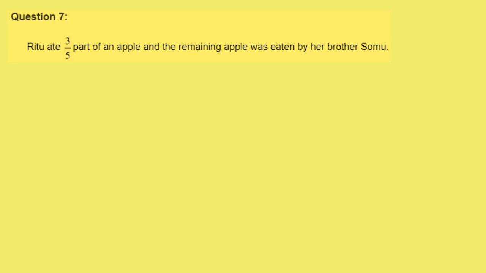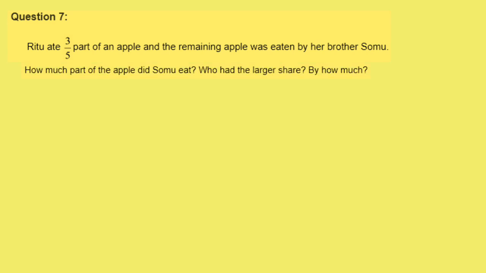If you consider the whole part as 1, and Ritu had taken 3/5 from 1, and the remaining is taken by her brother Somu. What you have to find is: how much part of the apple did Somu eat? Who had the larger share, and by how much? First, we'll write part of apple eaten by Ritu is 3/5.